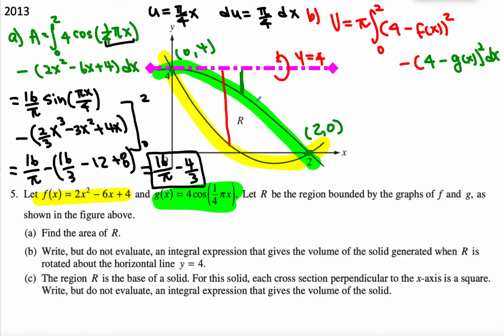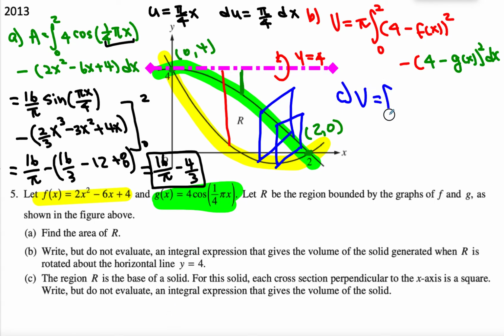In the case of part C, the region R is the base of the solid. For the solid, each cross section perpendicular to the x-axis is a square. So that means, let me use blue, I have a square that goes up this way, a square that goes up that way, and so forth and so on. Then part C, do not evaluate. So we just have to write the expression.